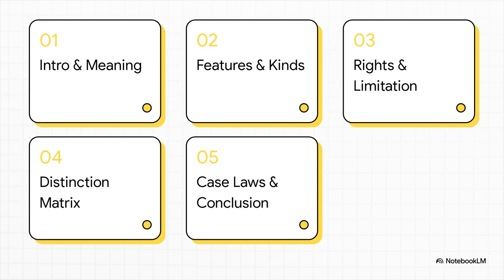Here is your answer blueprint, the exact chronological structure you must replicate in your exams. We'll be looking at the introduction and meaning, then the features and kinds, followed by rights, limitation, and an illustration. After that, we dive into a decisive comparative matrix for the distinction. And finally, we'll wrap up with essential case laws and a conclusion.